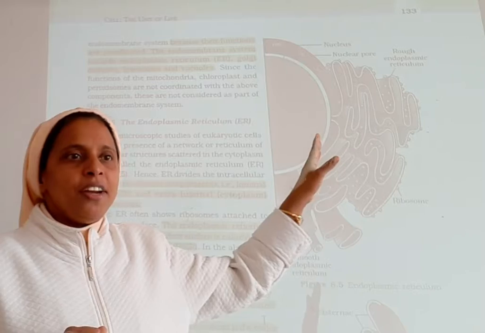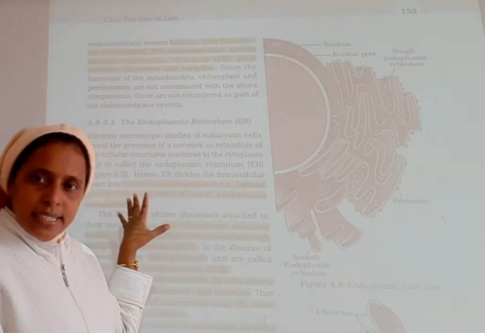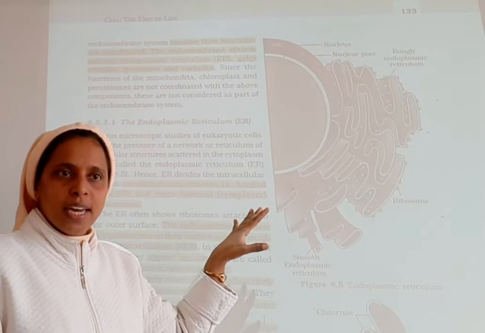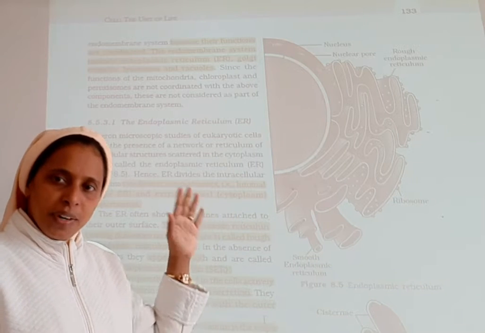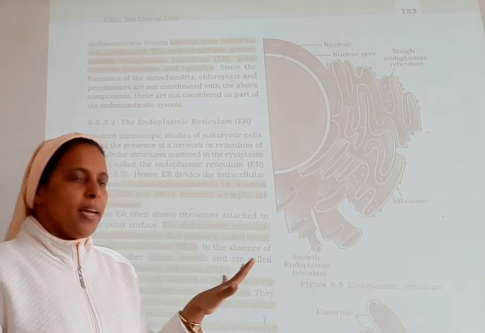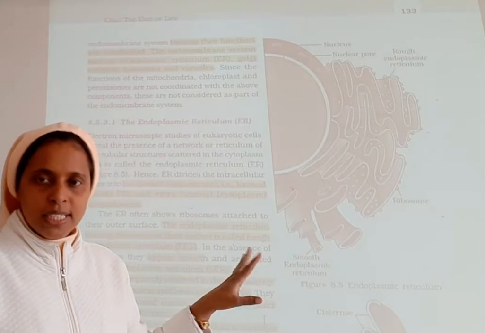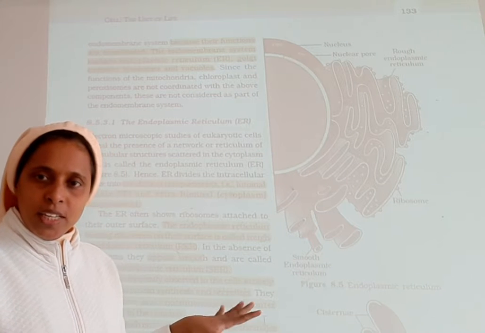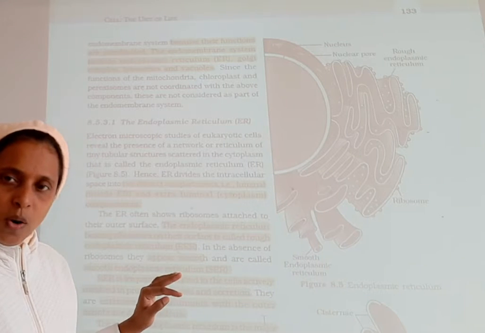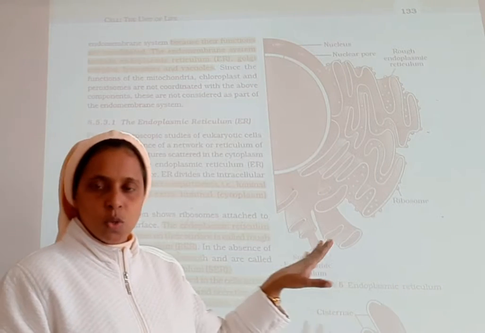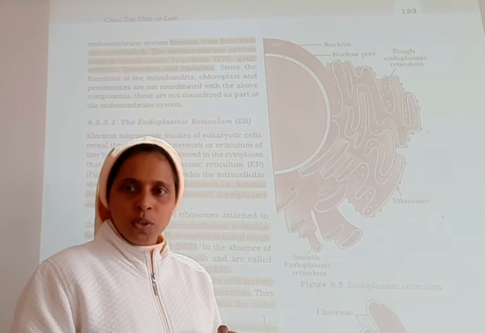Mainly it is divided into two distinct compartments. They have a luminal compartment inside as well as an extraluminal compartment outside, that is in the cytoplasm. The endoplasmic reticulum which bears ribosomes is termed rough endoplasmic reticulum, and that which appears smooth, without ribosomes, is called smooth endoplasmic reticulum. So there are two types of endoplasmic reticulum: rough and smooth.